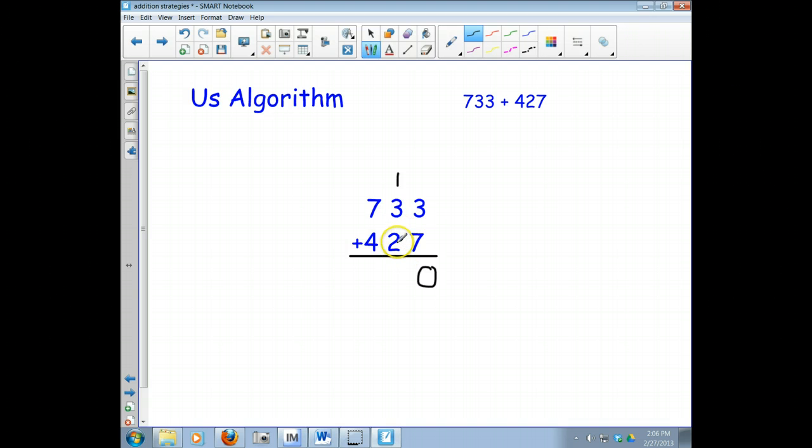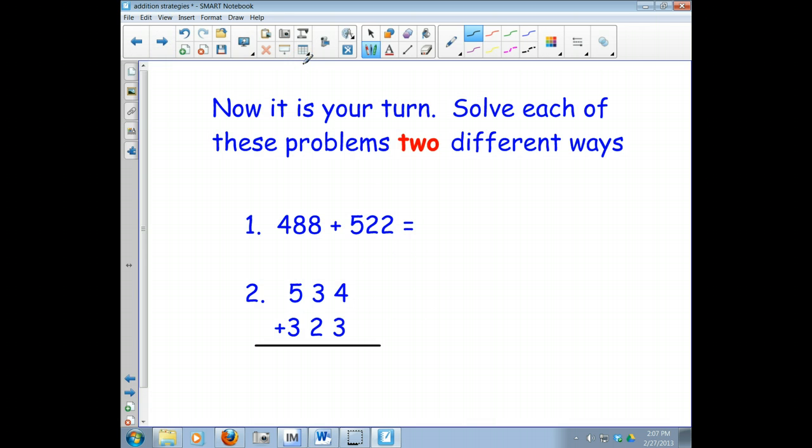So that would be 5, 6. So it's like 60. See there? I don't have to carry anything because it didn't go to 100. So now I need to look at the hundreds place. So 7 plus 4 is 11. 1,160 is your answer. All right, now it's your turn. You've got two problems to solve, and I want you to solve them two different ways. Pick two of the strategies that were on the video tonight and try them out. Good luck!